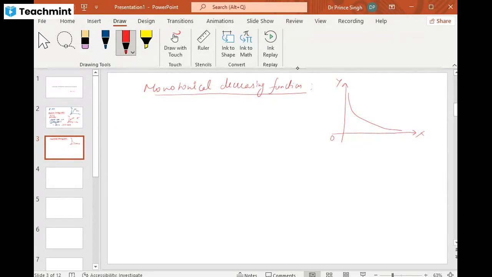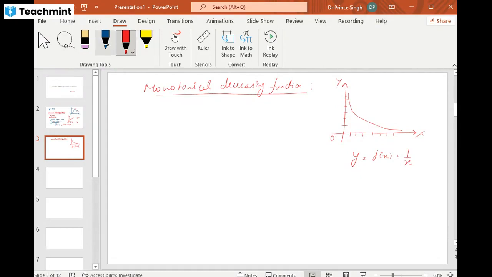So you can see here, with the increase in the value of x, the value of the function starts decreasing. Suppose I consider y equal to f of x, where f of x is, say, 1 upon x. So with the increase in the value of x, the value of the function starts decreasing.